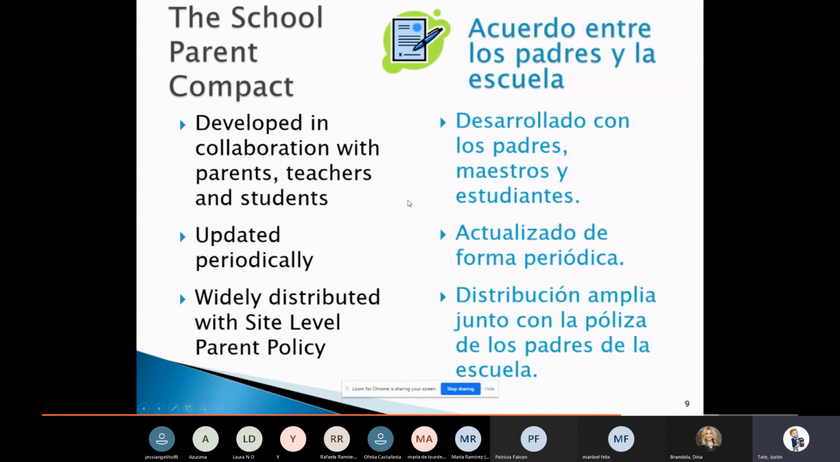The School Parent Compact. This is developed in collaboration with parents, teachers, and students. It can be updated periodically, and it's also widely distributed with the site-level parent policy.